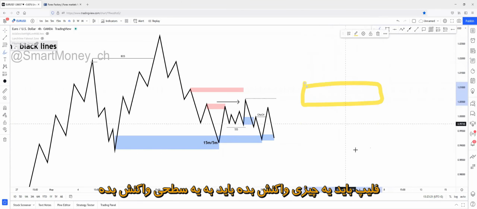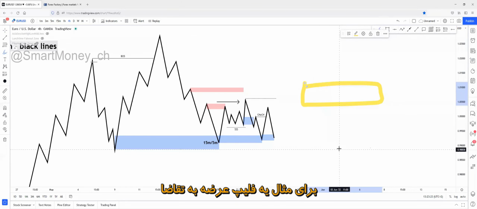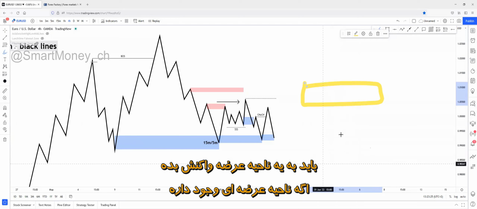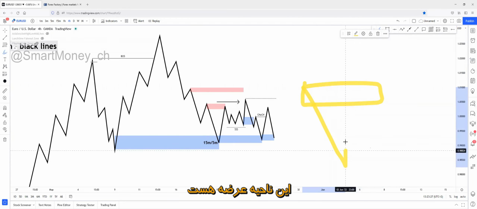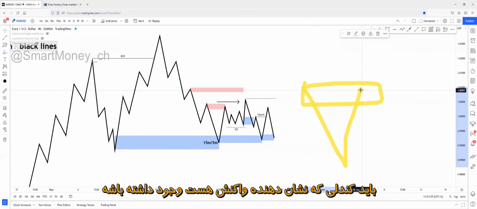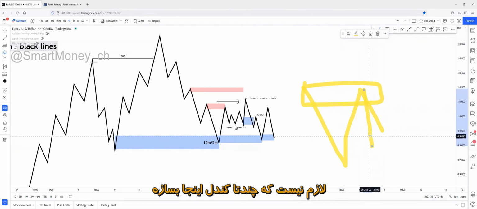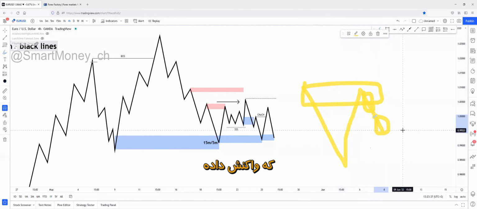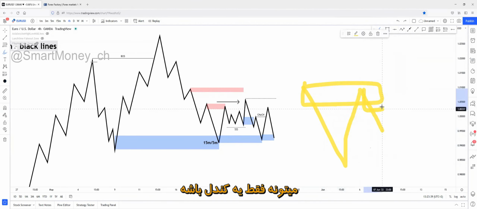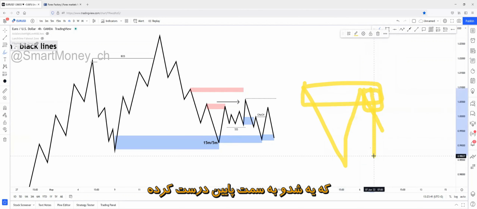A flip has to react on a zone. For example, a supply to demand flip has to react on a supply zone. If there's a supply zone, this is a supply zone, price has to react on this supply zone. There has to be a reactional candle. There has to be a wick that has reacted on this candle. It doesn't have to create several candles that have reacted. It can be just one candle right here that created a wick to the downside.